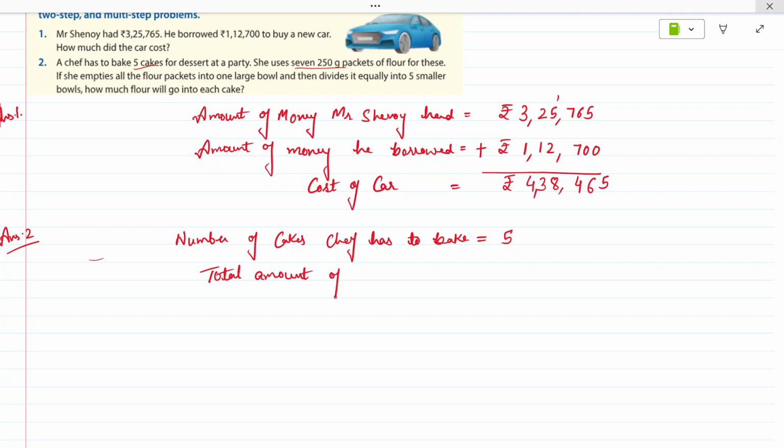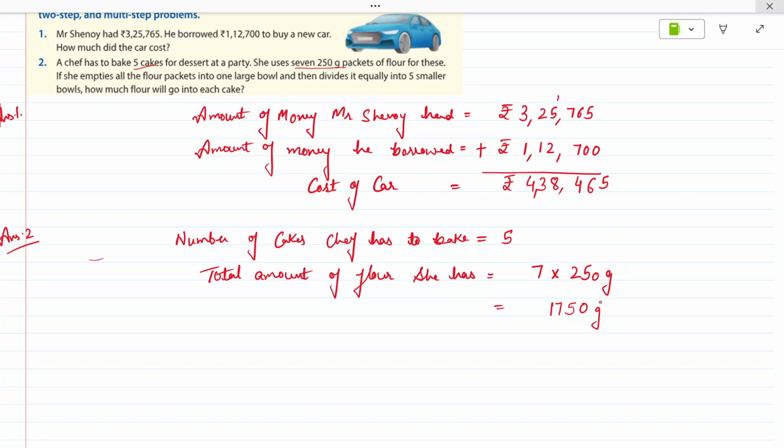Total amount of flour she has is 7 250 gram packets. That means 7 250 grams. 1 packet of 250. Similarly, she is taking 7 packets of 250. So if we multiply, it will become 0. 7 multiplied by 5 is 35. 7 into 2 is 14, 15, 16, 17. So this is this many grams. Okay. So this is the total amount of flour.